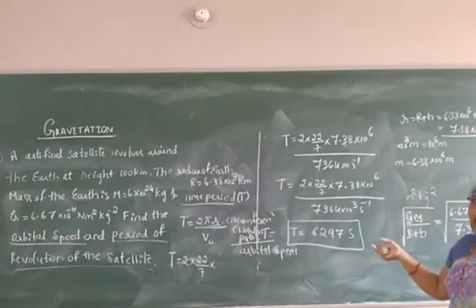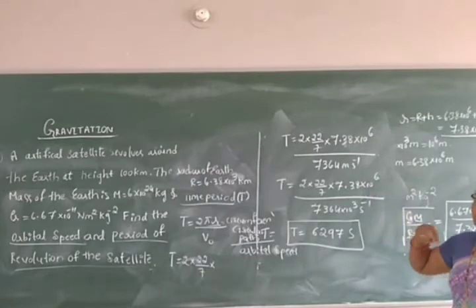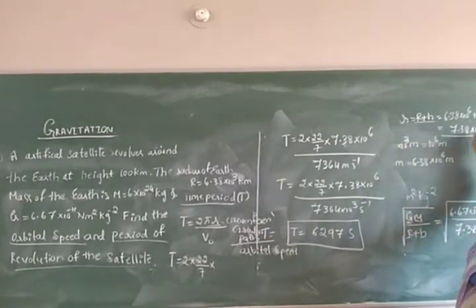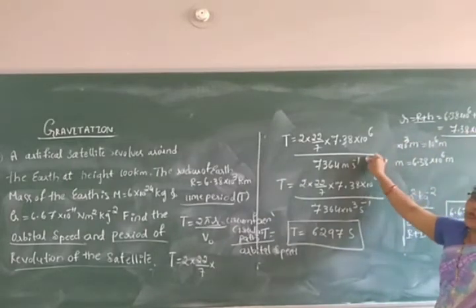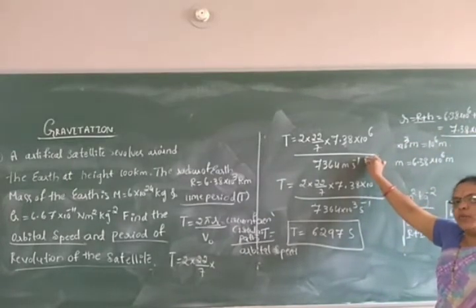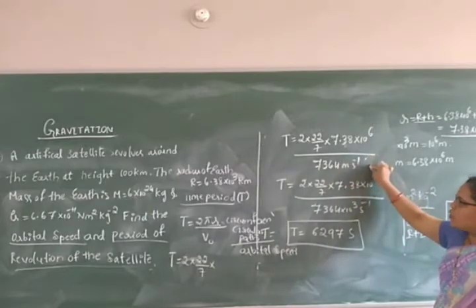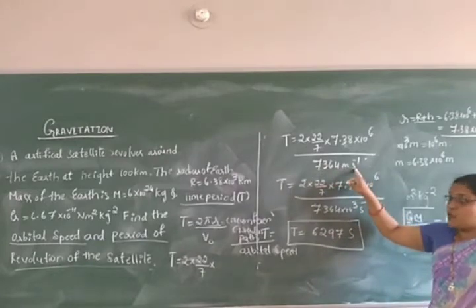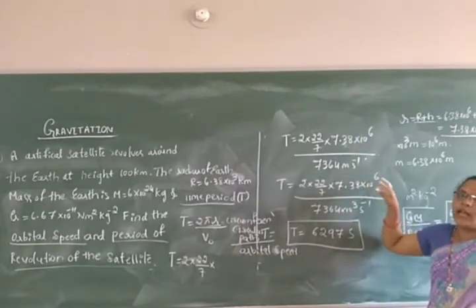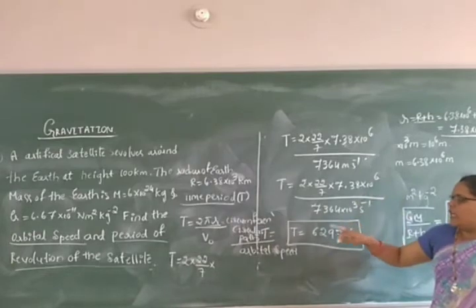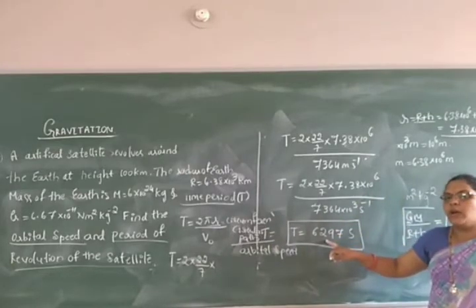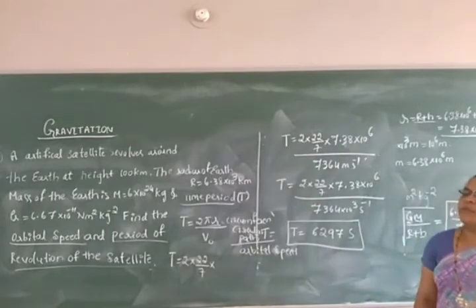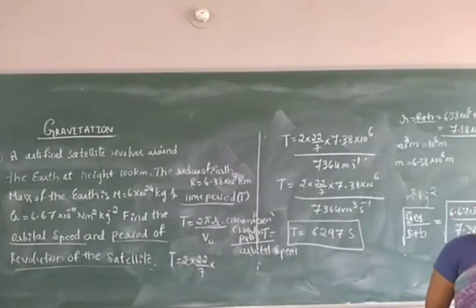Radius is a capital R, h is a certain height above the surface of the earth. These two values are already given, so we need to add them and then substitute to get the orbital velocity of the satellite. Once we get the orbital velocity, that is 7364 meter per second, by substituting the given values G, M and R plus h, we will get how many seconds it will take to complete the revolution around the earth. So this is the expected answer from the given question.